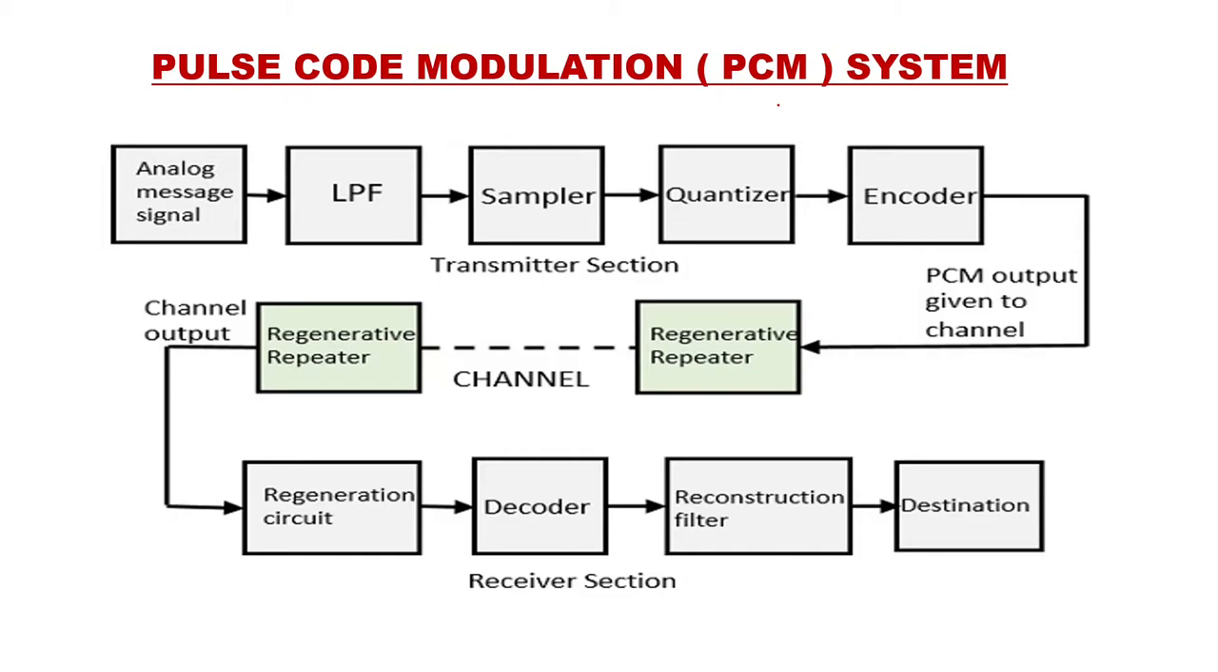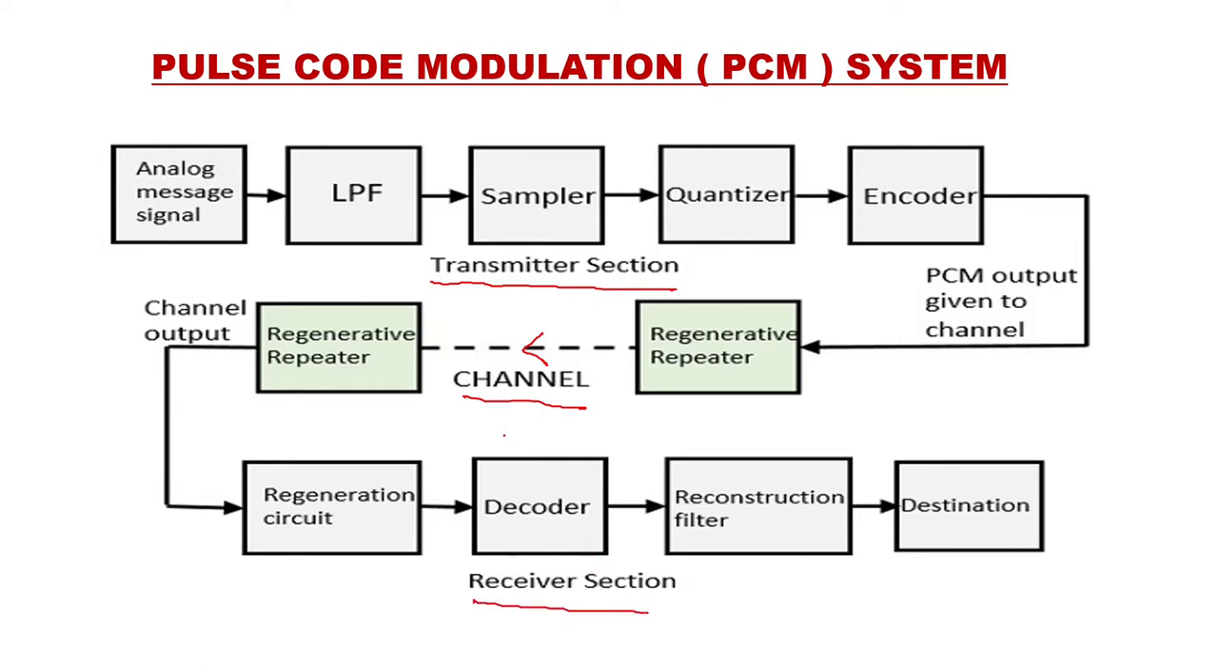Okay, now the first section, the first blocks that you see, the first 5 blocks, is the transmitter section, and then in the center you see the channel, and then the receiver section. So this is the transmitter section, here you see the channel. This channel is making the data move like this, and this is your receiving section.